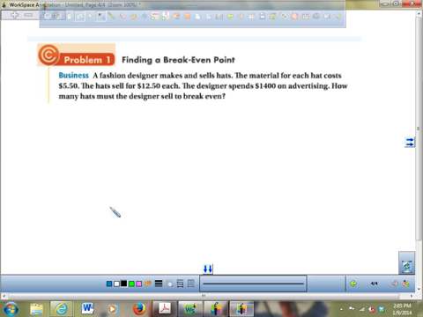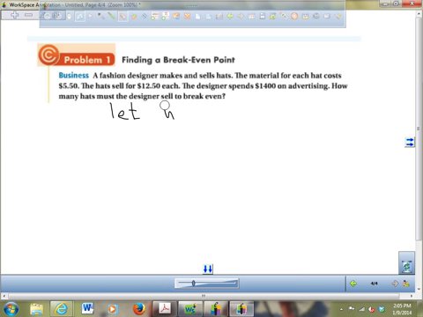Okay, so who could tell me what is the question asking? What's the problem asking? Go ahead, Alex. How many hats? Right. Good. Notice that he went right to the end. How many hats must the designer sell to break even? Now the next step is to define a variable. Good. So what are we looking for? Hats. So what should I let a variable be? How about hats? You could call it x and y, but I kind of like to use the letters. Let h equal hats.